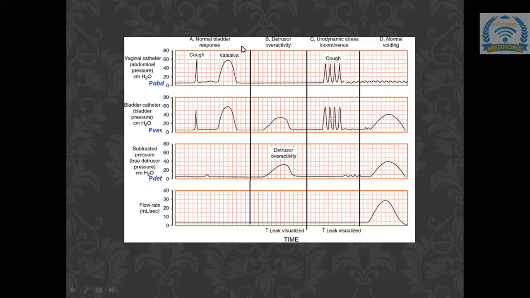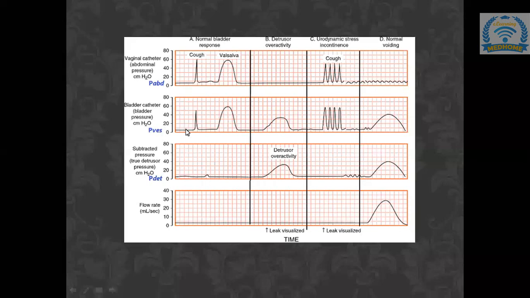Now, first of all, we are going to see the normal response of the bladder. In the filling phase, the bladder pressure starts rising. When the patient coughs, the pressure rises very high, and then it comes back down as the bladder keeps filling. Again, when she performs a Valsalva maneuver, the pressure rises, and then it comes back down, and the bladder starts to fill again in the same way.